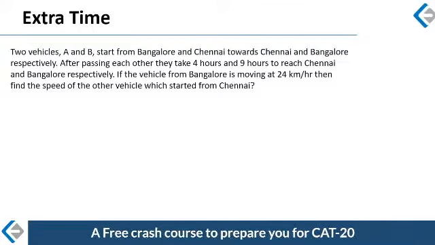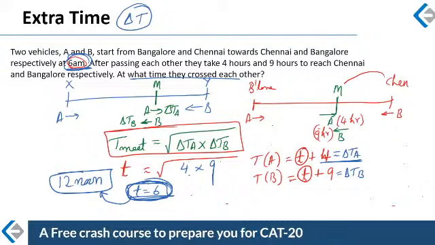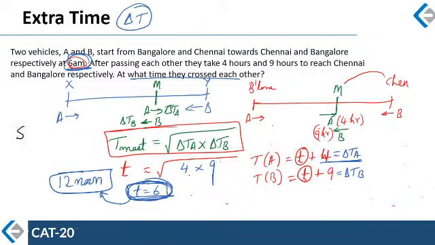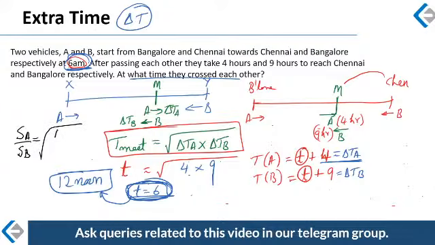Listen, under the same delta concept, let me illustrate here. What would be the speed of A divided by speed of B? Under the same concept, speed of A divided by speed of B would be under root of delta time taken by B divided by delta time taken by A.